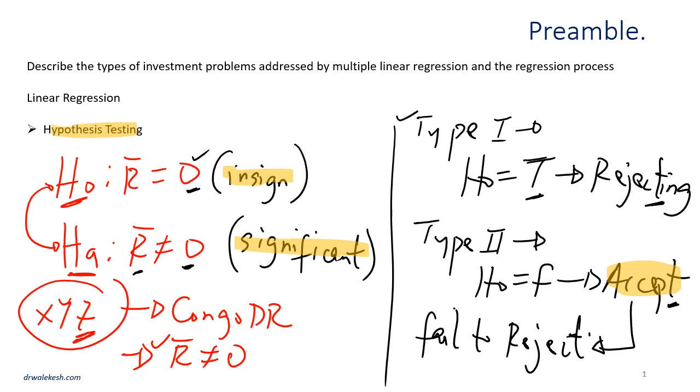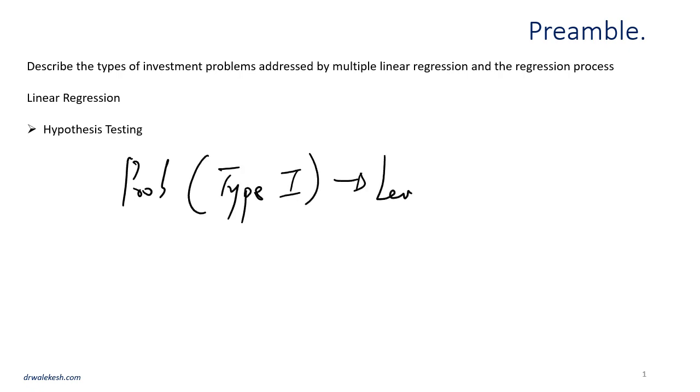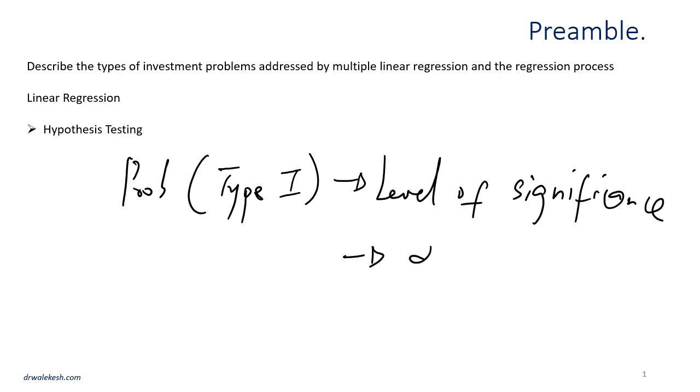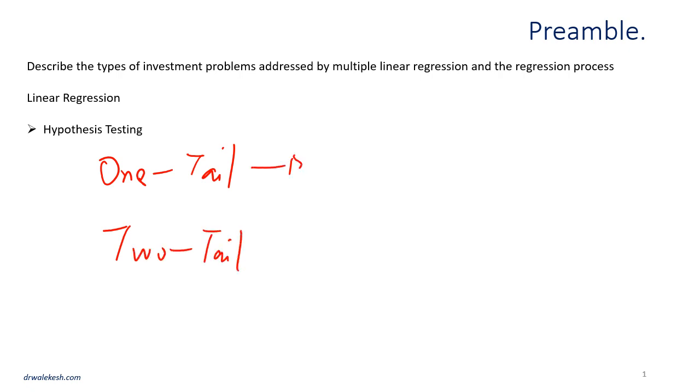It's also very important to note that the probability of committing type 1 error is what we call level of significance. Level of significance. We typically will connote it using alpha. So there is also the concept of one-tail test and two-tail test. So let's get started with one-tail test.